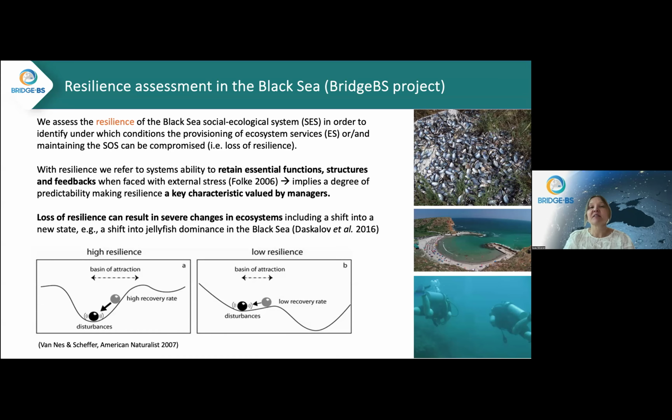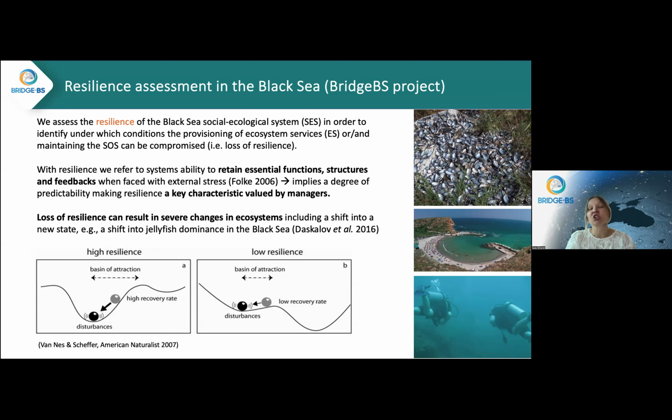And if the system is resilient, it kind of implies this degree of predictability. And this makes resilience often a key characteristic that's valued, for example, by managers. So we often want to avoid these unexpected surprises when we are managing a system. Then a loss of resilience can result in severe changes in ecosystems. And we have seen this actually in the Black Sea case very clearly.